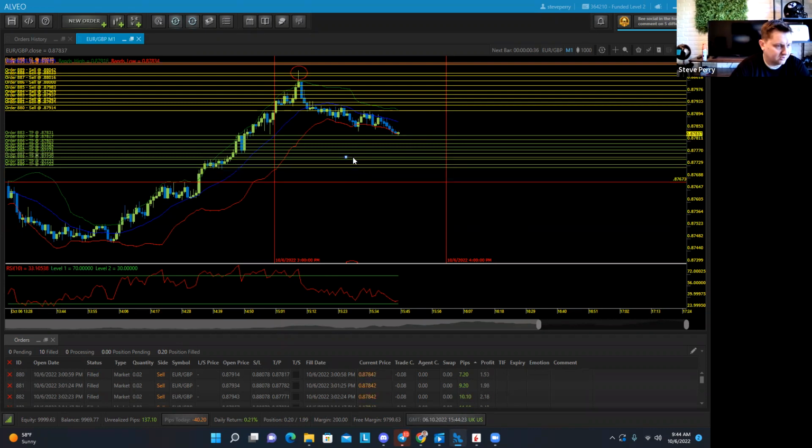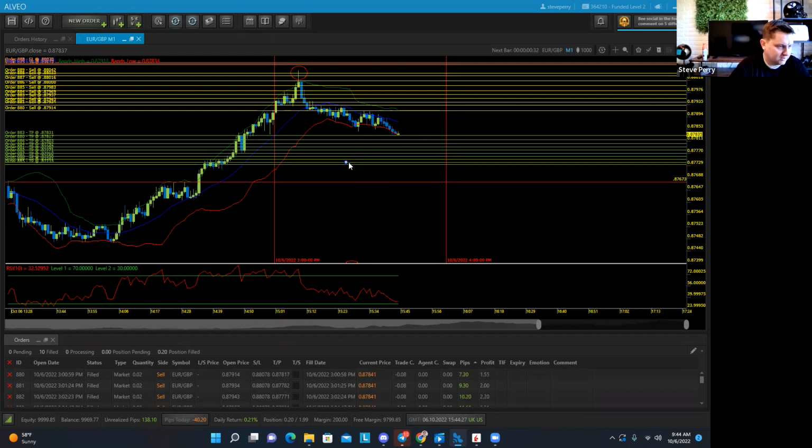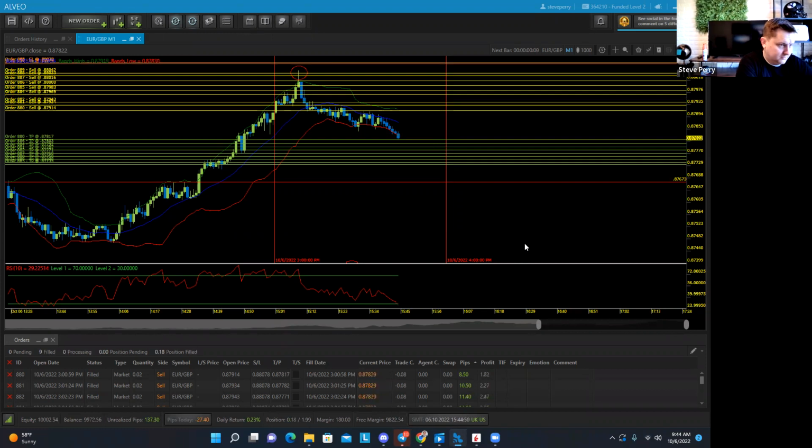I'm going to pull some of these up a little bit, make it easier to engage with the targets. I just want one knife-like candle, just one knife-like candle, and I'll be happy. Okay, just one of them closed at its actual target. That's fun.